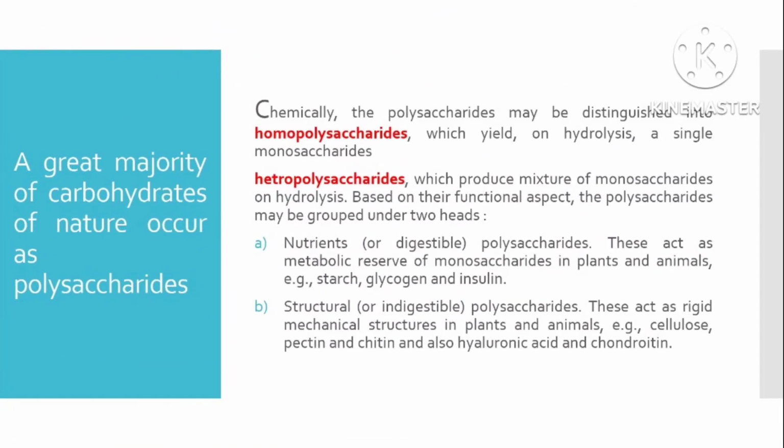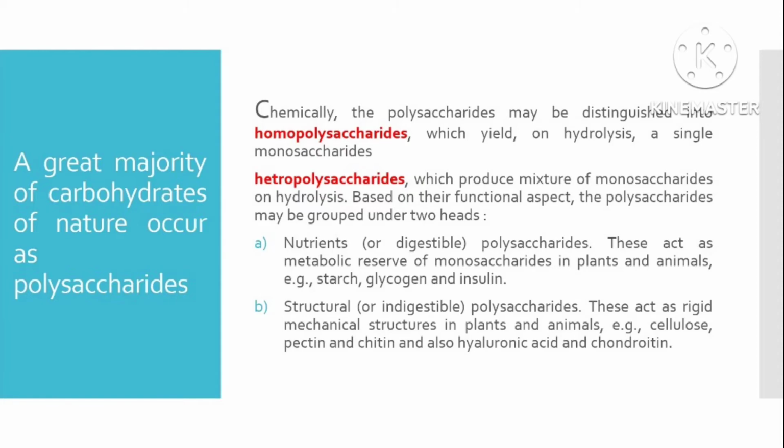The great majority of carbohydrates in nature occur as polysaccharides. Chemically, the polysaccharides may be distinguished into homopolysaccharides, which yield a single monosaccharide on hydrolysis, and heteropolysaccharides, which produce a mixture of monosaccharides on hydrolysis. Based on their functional aspects, the polysaccharides may be grouped under two heads.